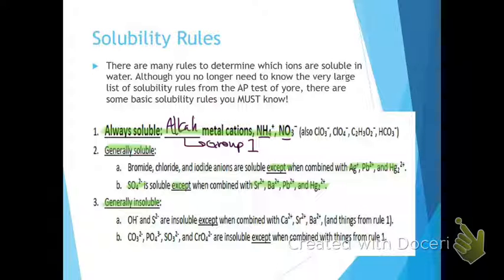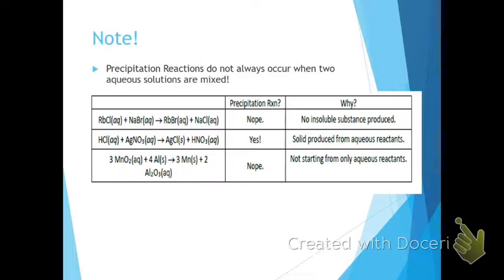Your insoluble ions tend to be hydroxide and sulfide, except for when they're with those things that are always soluble from rule 1, and calcium, strontium, or barium. Carbonate, phosphate, sulfite, and chromate also tend to be insoluble, again, unless they're with things from rule 1, those alkali metals, ammonium, or nitrate. So let's look at different ways we can represent a precipitation reaction now that we know how to figure out who our precipitate is, looking at those solubility rules.